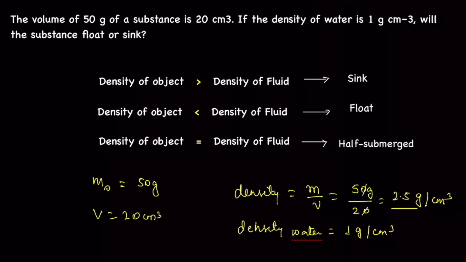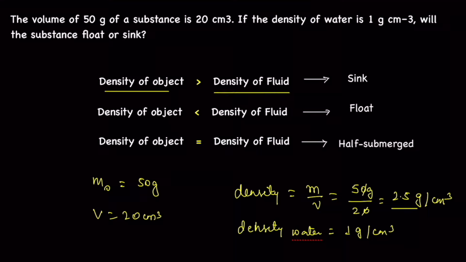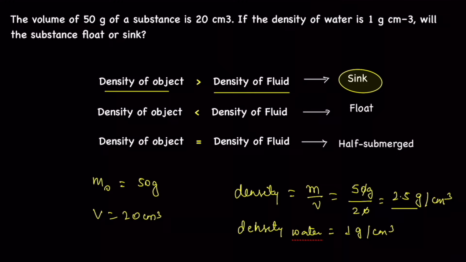So from here we can say that the density of the object is greater than the density of the fluid. So in this case, the substance will sink. So by this method, you can easily identify when substances float or sink. Now we'll study about the Archimedes principle.